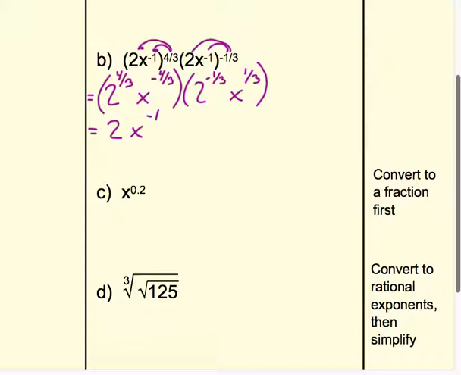So I need to simplify this with no negative exponents. The x is the only piece that has a negative power, so the 2 stays in the numerator while the x moves to the denominator.